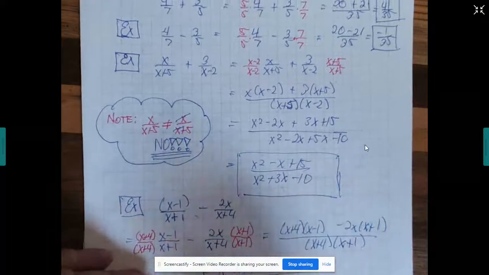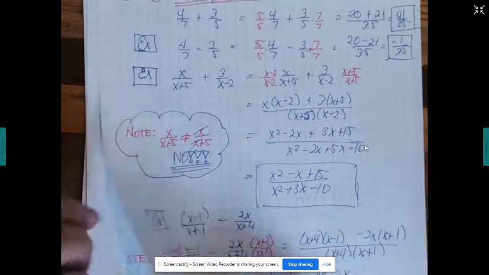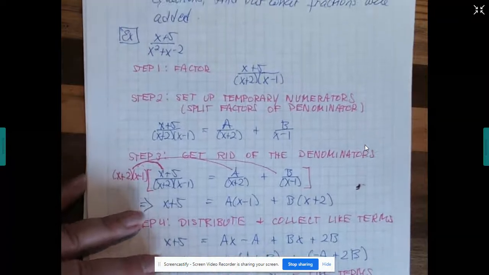You can look at that. If you need to pause the video, why don't you go ahead and do that if you need to look at those. So let's do our first example.